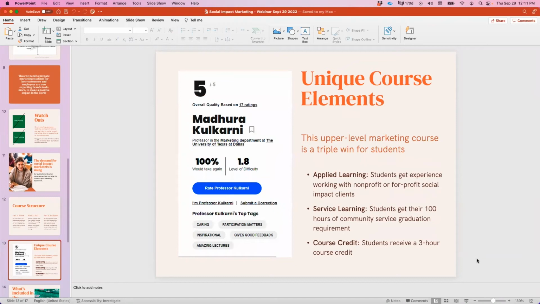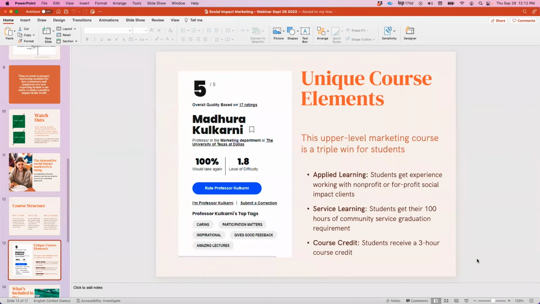Then we have some unique course elements, and we've designed this course as an upper level marketing course. It's a triple win for students. Okay, so they've had to have Principles of Marketing completed as a prerequisite to take this course. But we have them work with a local nonprofit or a social impact arm of a for-profit organization within our city. And so there is applied learning that's happening. Students get real life experience working with a real client problem.